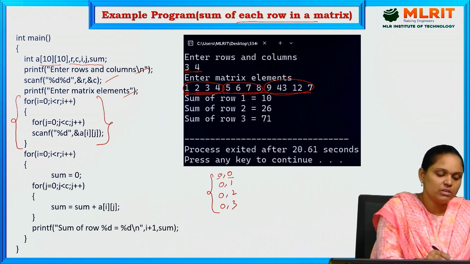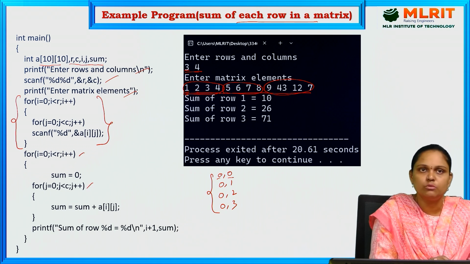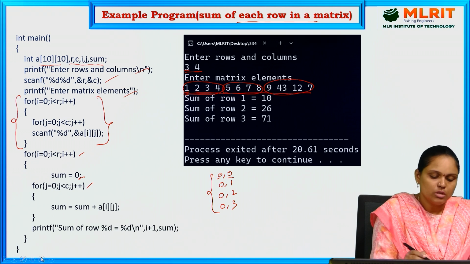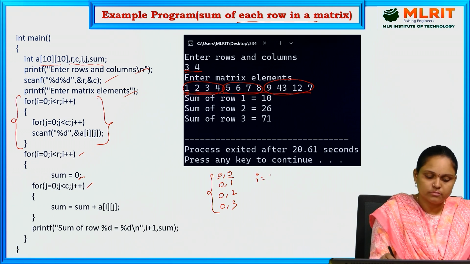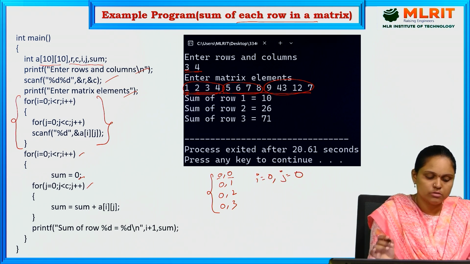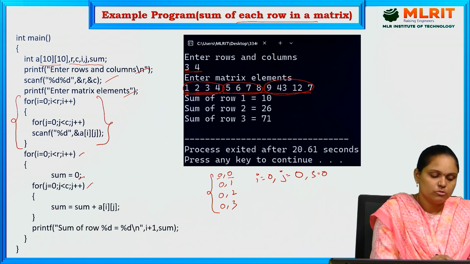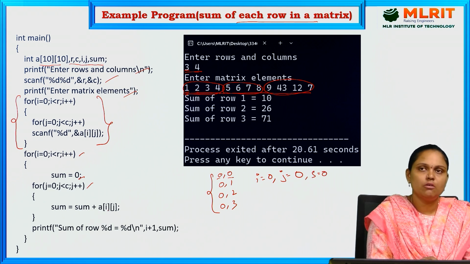That is the reason why we are taking two for loops again. One is for rows and the other one is for columns. Initially we are taking sum equals 0, i equals 0 and j equals 0. Next, sum equals sum plus a of i and j.